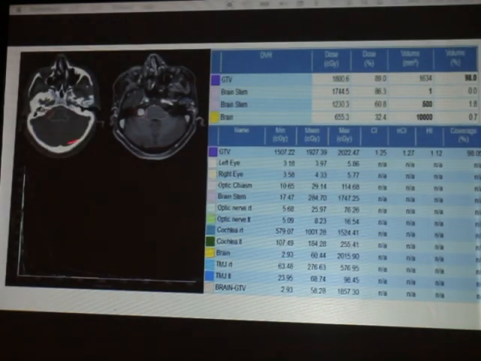This is one of our patients in which you can see the acoustic schwannoma on the right CP angle, which we have treated with 3 fractions. You can see the dose we have prescribed is around 19.5 Gy, and less than 5 Gy goes to the surrounding structures. So we are able to take dose away from all the critical structures in the surrounding area, even the cochlea, the brainstem, and the cerebellum.